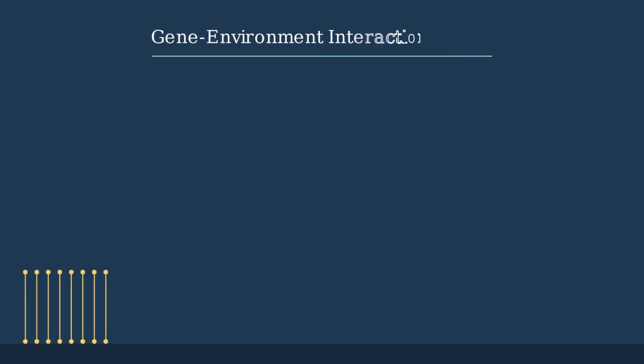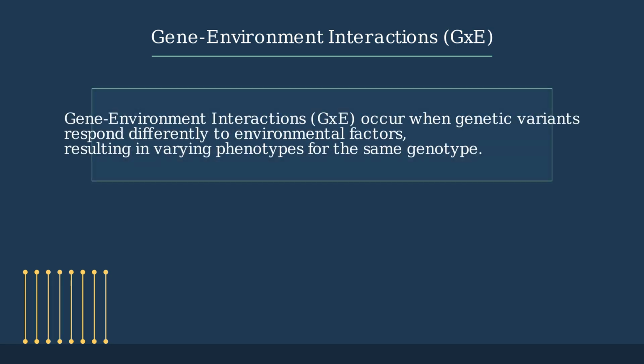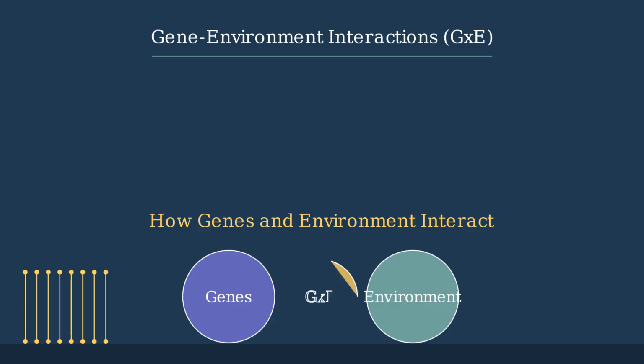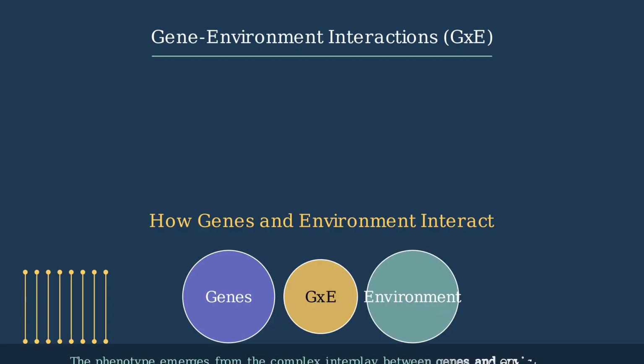Genes don't operate in isolation. Their effects depend on the environment they're exposed to. This is called gene-environment interaction. Gene-environment interactions occur when genetic variants respond differently to environmental factors. The same genotype can produce different phenotypes depending on environmental exposure. The interaction between genes and environment is complex. When genes and environmental factors interact, they produce unique effects that can't be predicted by looking at either one alone.